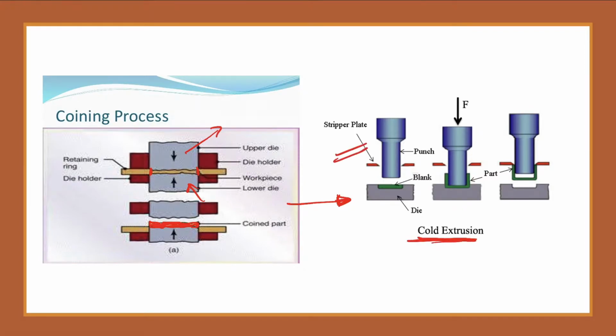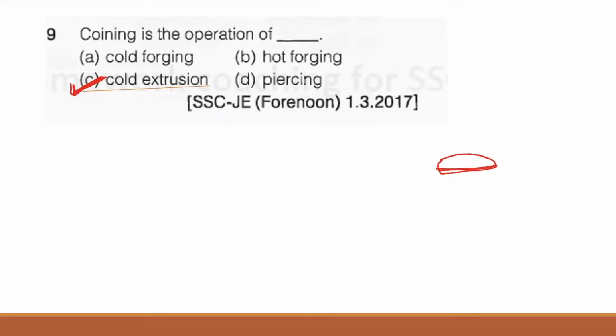This is how cold extrusion is taking place. So in cold extrusion we never preheat the workpiece material, right? That's why it is a cold extrusion process. So the correct answer is cold extrusion, not hot forging, because we don't heat in coining process. There is no piercing, no material removal, right? And cold forging is also not the correct option. The correct option is cold extrusion.